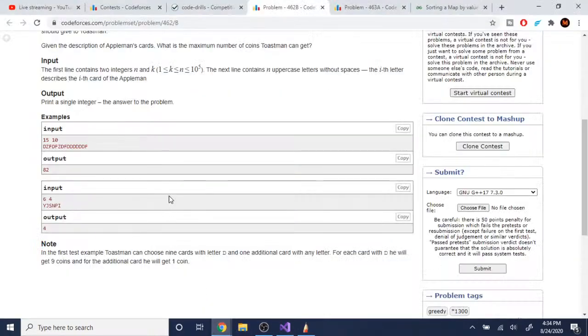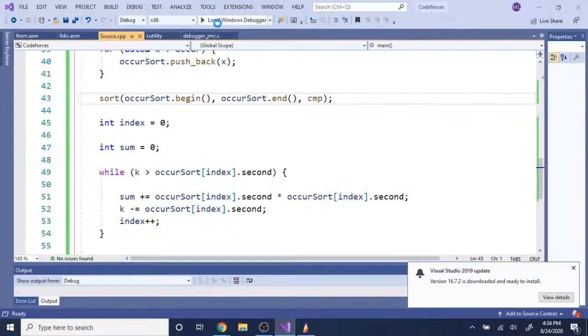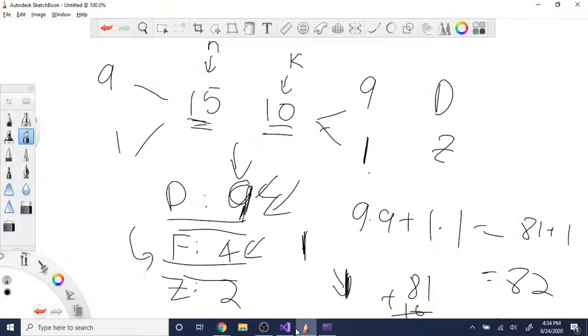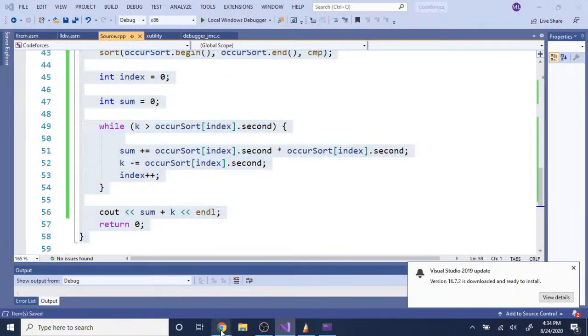Let's look at another scenario, 6, 4. Let's see if this works. 4, okay, so that's right. Okay, so I think this works. I'm not 100% sure though.